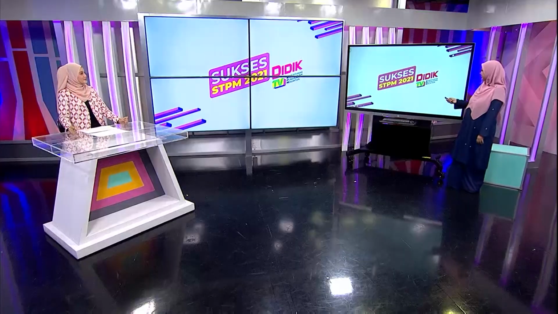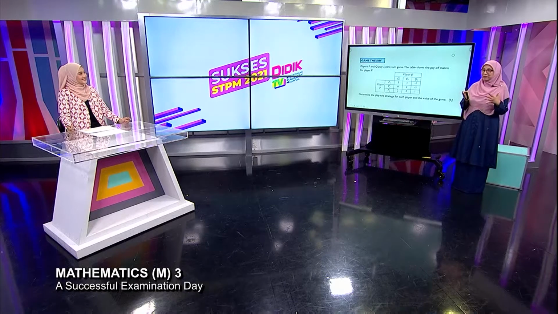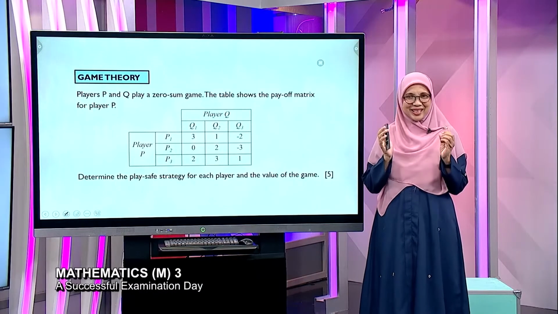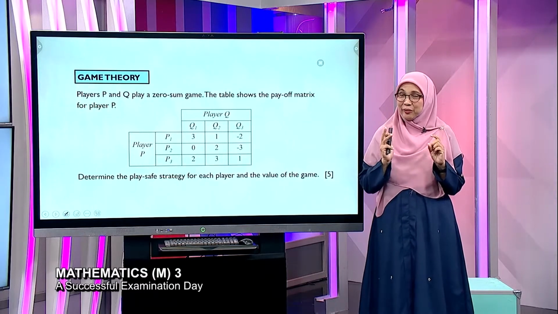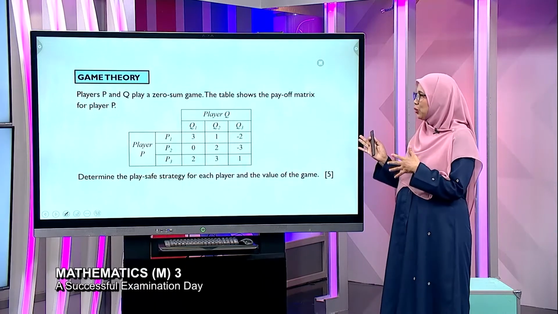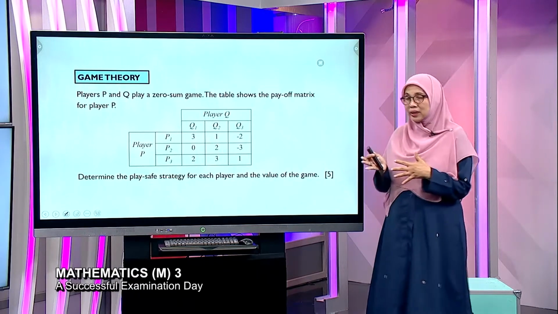Okay, this topic is actually very interesting sebab nama pun game theory. So students, when boleh dengar game theory, dengar kita akan buat satu permainan. Actually no. Actually it's a game whereby you make the best decision whether you follow strategy tu atau tidak. But it's very interesting. It's a new topic, so some young teachers find it interesting, but it involves probability.